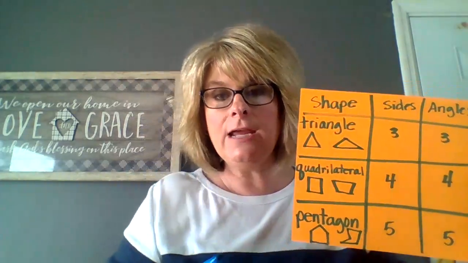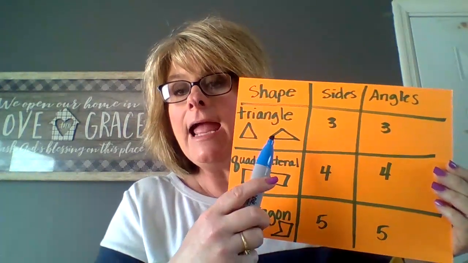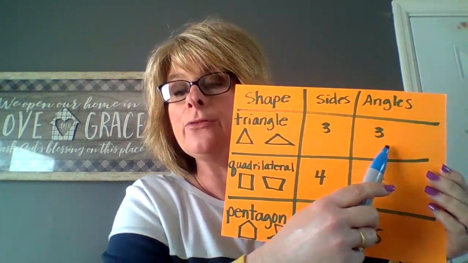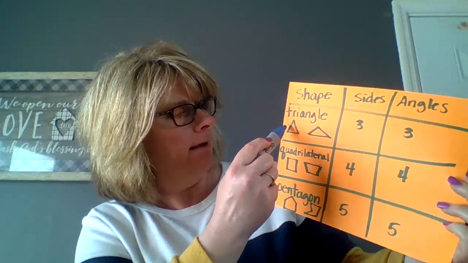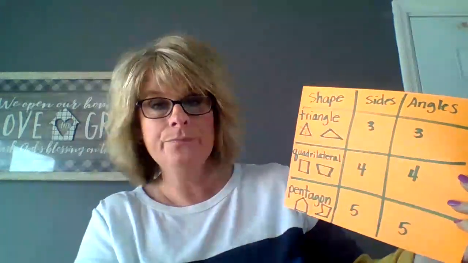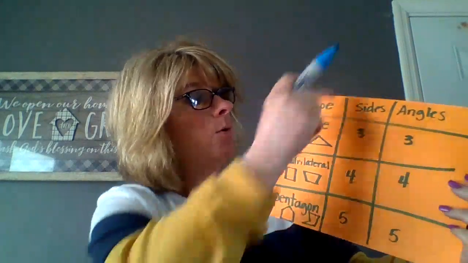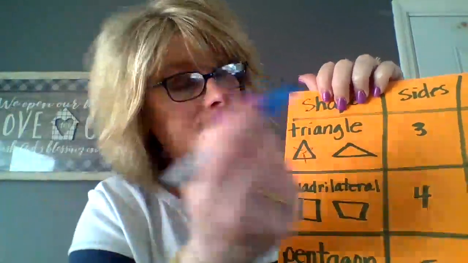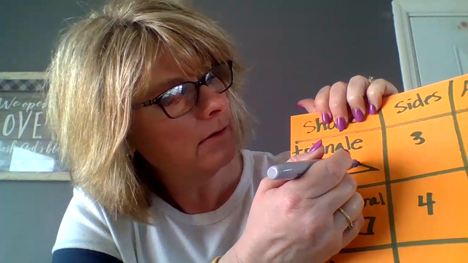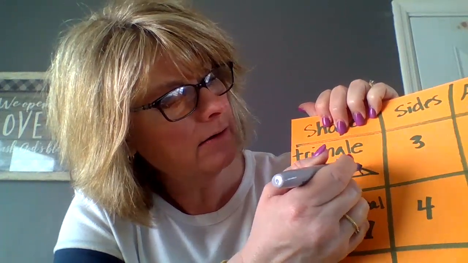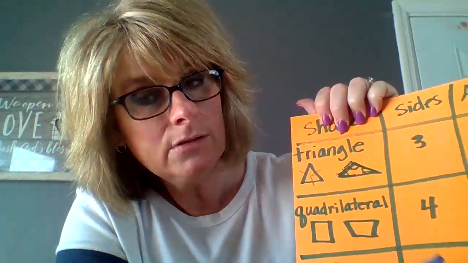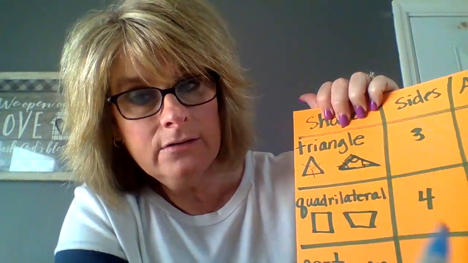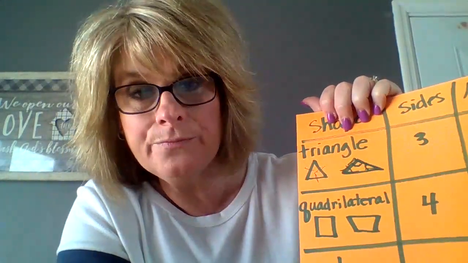So the first shape on your chart is a triangle, and it has 3 sides and 3 angles. Well, here are the sides, 1, 2, 3, right? You see that, right? Well, the angles are a little different. Here's an angle, those 2, and here's an angle formed by these 2 rays. This angle is formed by these 2, and this angle is formed by these 2.